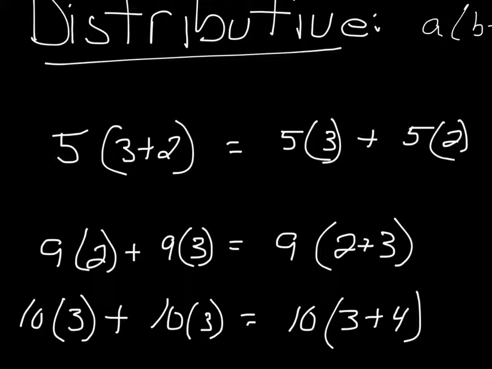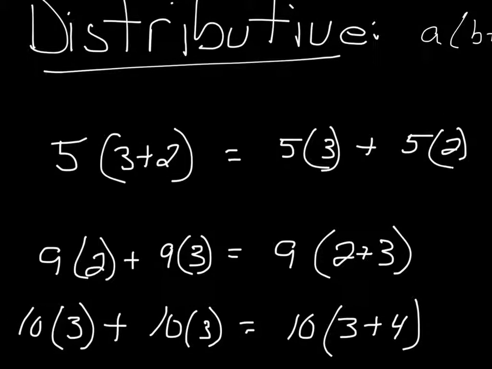Three plus 2 is 5. 5 times 5 equals 25. Now move over here. Right here we have 5 times 3 is 15, and we have 5 times 2 is 10. Well, ladies and gentlemen, 15 plus 10 is equal to 25.